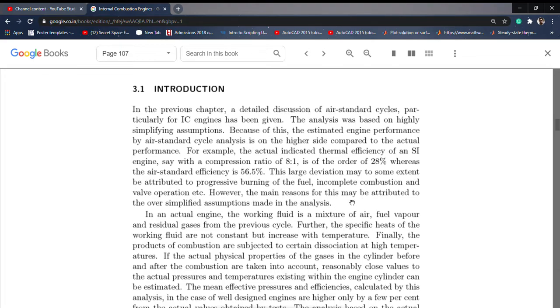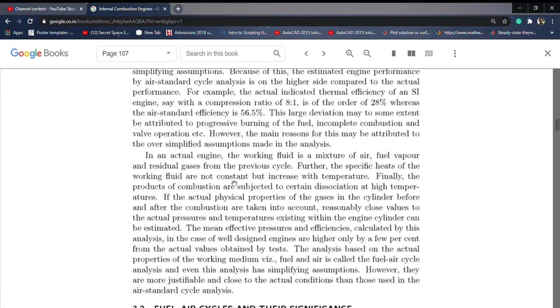However, the main reasons for this may be attributed to the oversimplified assumptions made in the analysis. As mentioned here, in the air standard cycle the assumptions are very simple, but in the actual case it is not so. In an actual engine, the working fluid is a mixture of air, fuel, vapor, and residual gases from the previous cycle. Further, the specific heats of the working fluid are not constant but increase with temperature. Specific heats like Cp, for heat addition at constant pressure, and Cv, for heat addition at constant volume, will change with temperature. Lot of things will change with temperature.